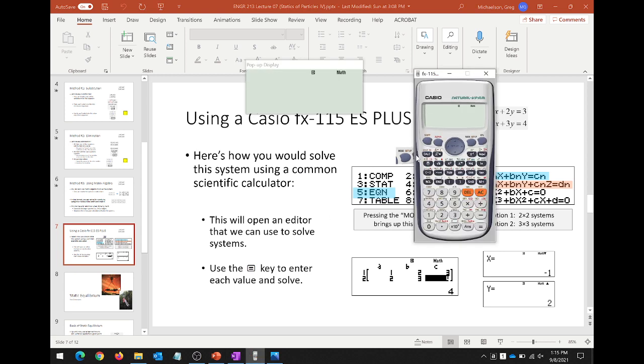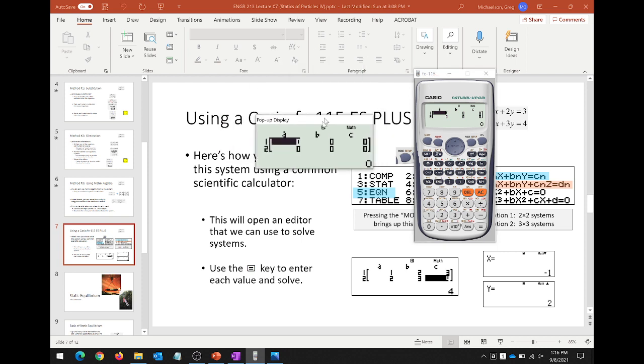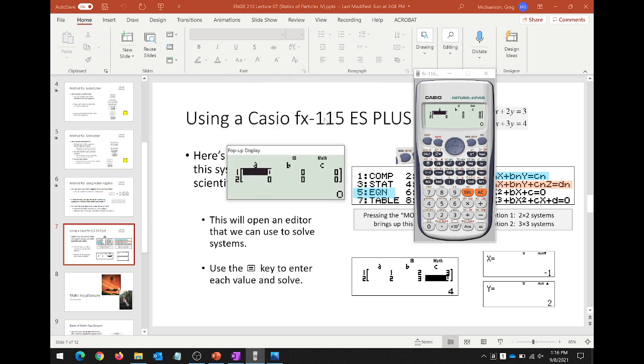So here's my calculator. I'm going to go to mode 5, 1, and here's that editor. You can see that editor right here. I've got a little pop-up display that's kind of bigger. And we'll do 1, 2, 3, 2, 3, 4. Once you do that, hit enter. There's x equals. X is -1, equals again, y equals 2. So it's pretty straightforward there. If you've got your Casio with you, that's how you do it.